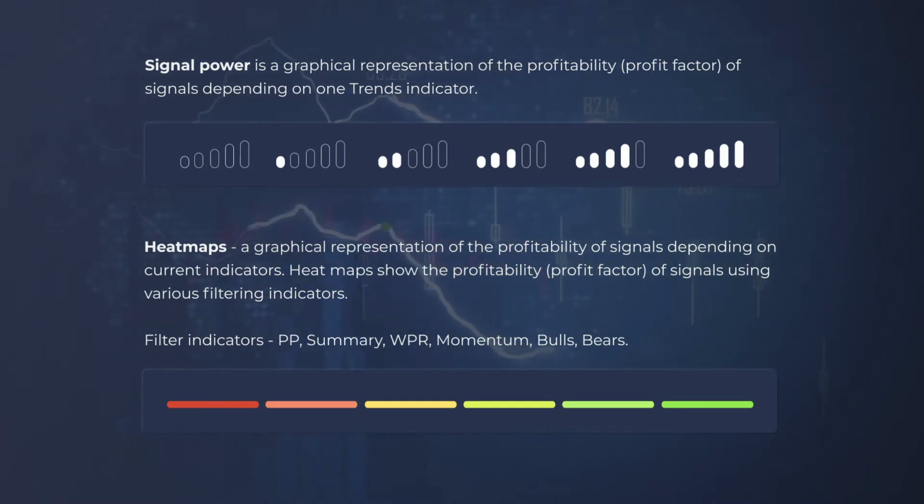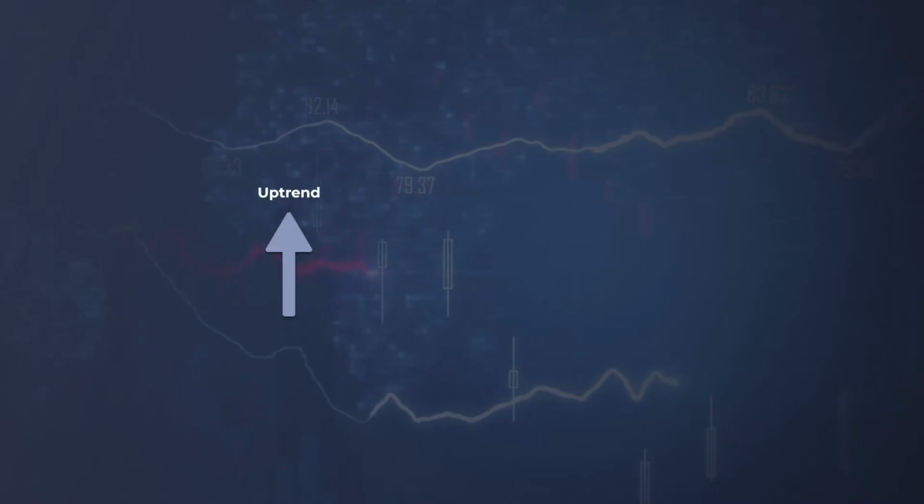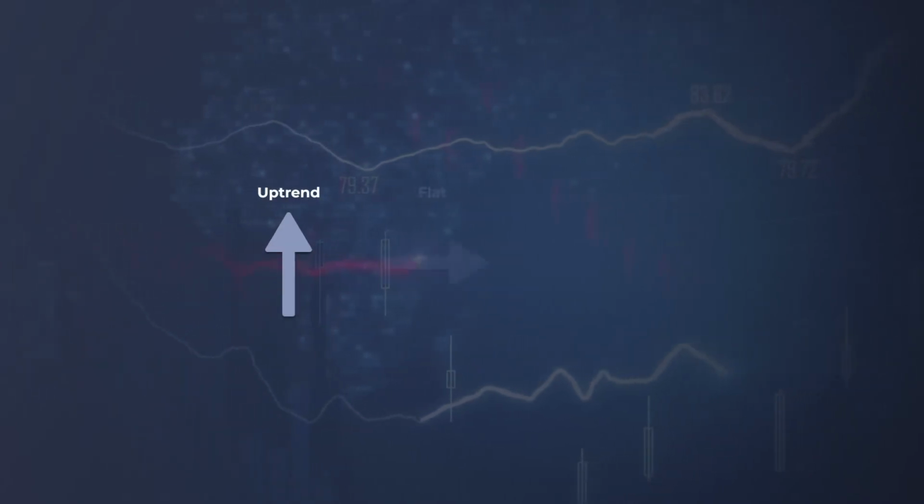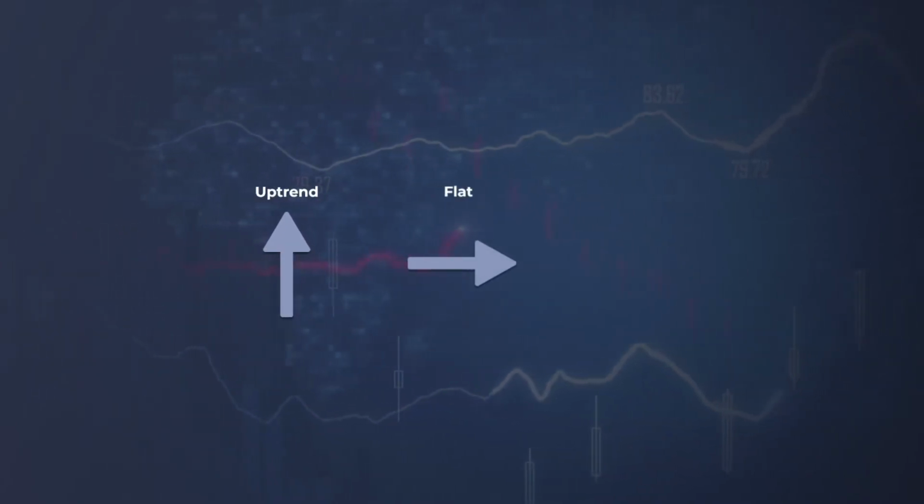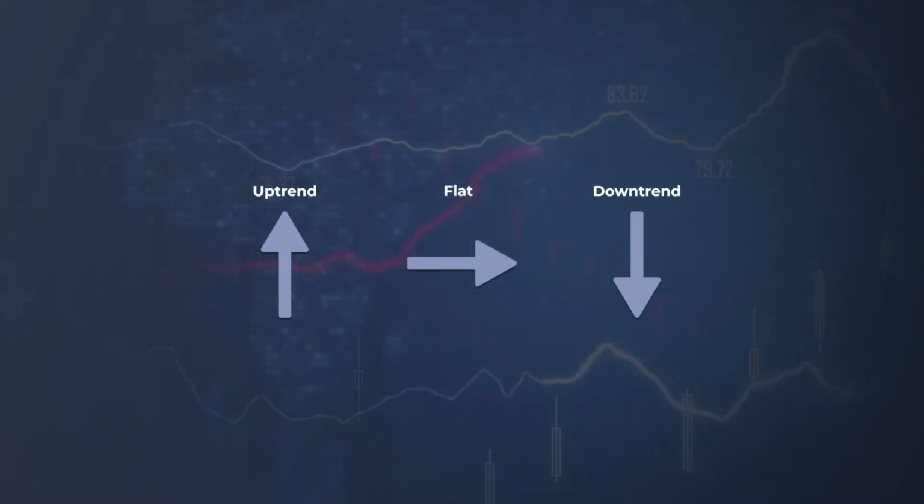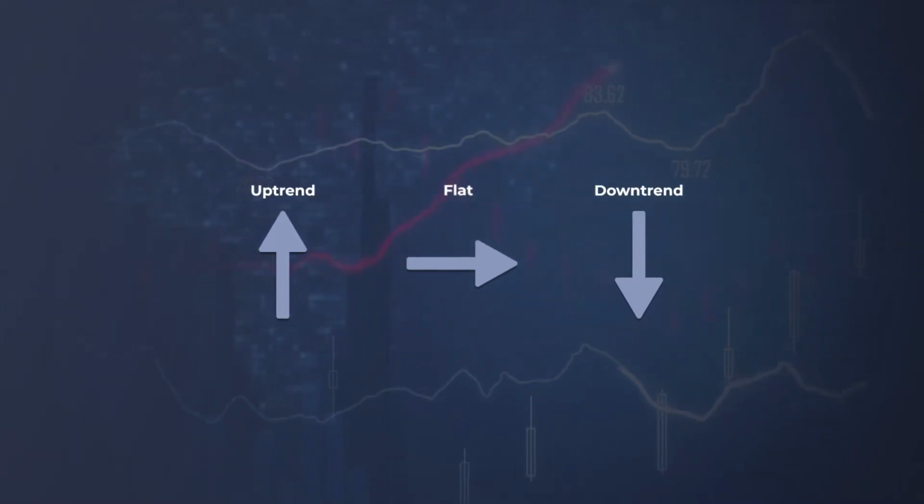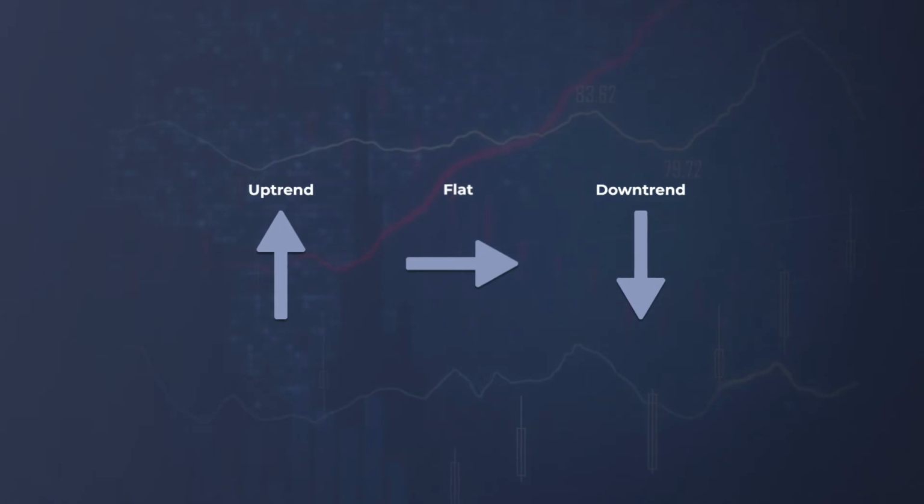Filter indicators: pivot points, summary, Williams percent range, momentum, bulls, bears. Each filter indicator is divided into 3 conditional values. Let's see how it works using the trends indicator as an example. For trends it will be 3 groups divided by values.